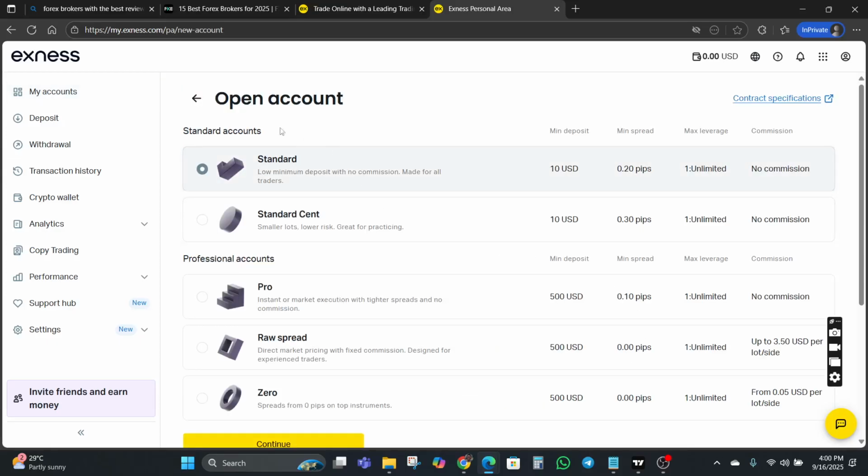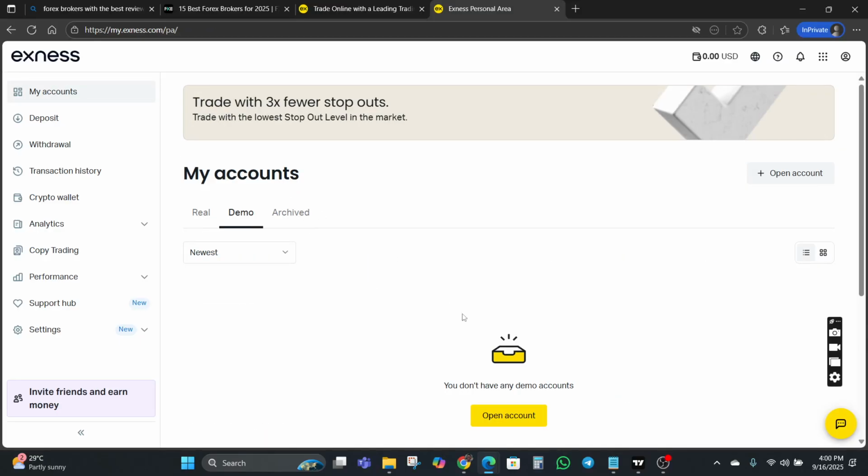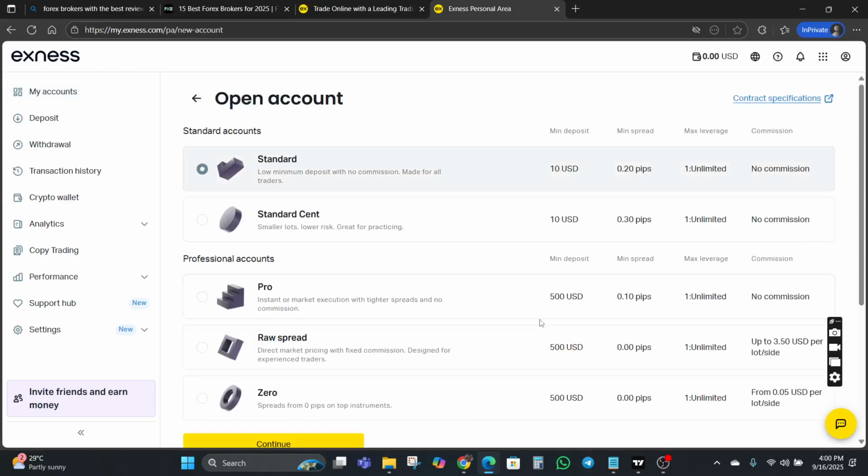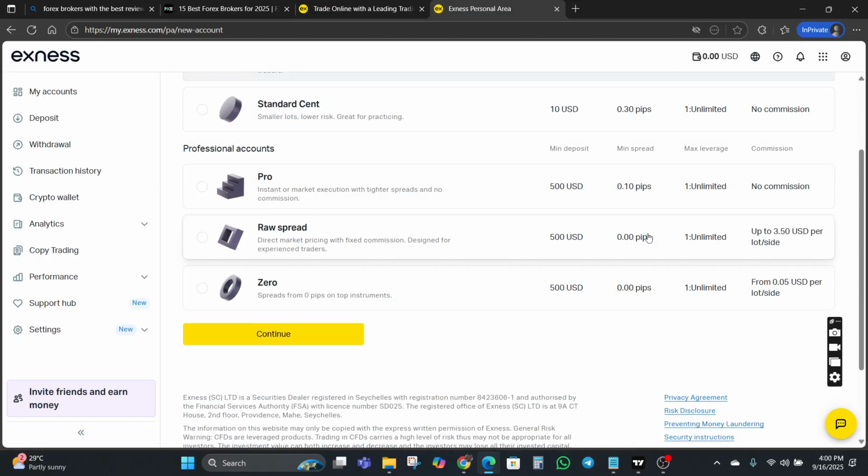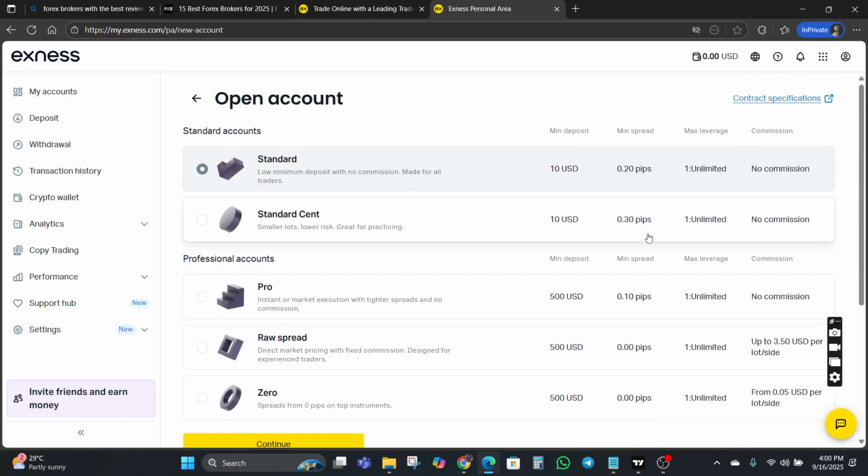So I would actually recommend opening a demo account first, testing the market environment, and then once you are done with that, you can proceed to opening a live account once you have become consistently profitable on demo, of course.